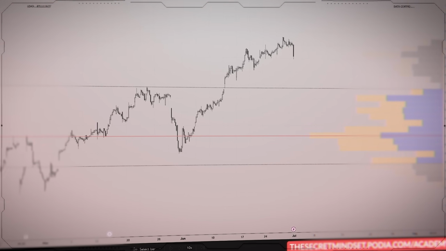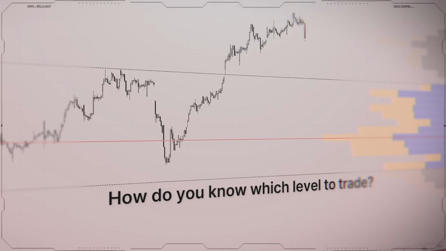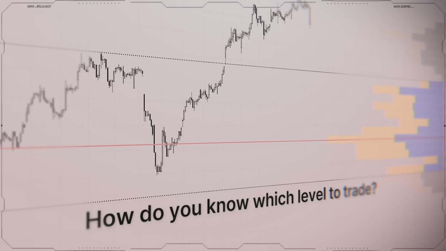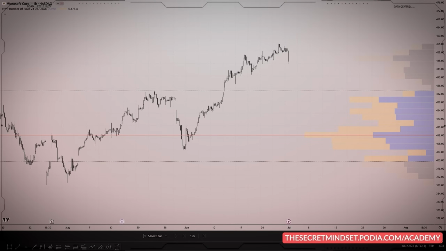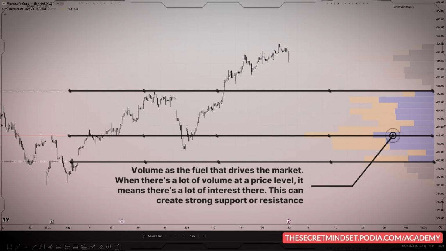As you already know, not all levels are the same. Some are strong and some are weak. And how do you know which is which? That's where volume comes in. Think of volume as the fuel that drives the market. When there's a lot of volume at a price level, it means there's a lot of interest there. This can create strong support or resistance.